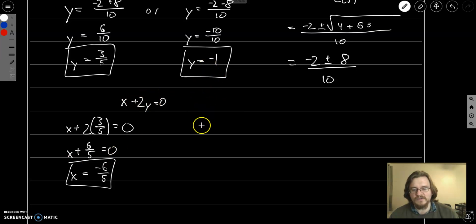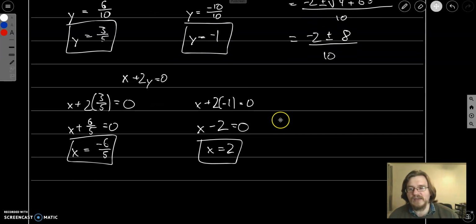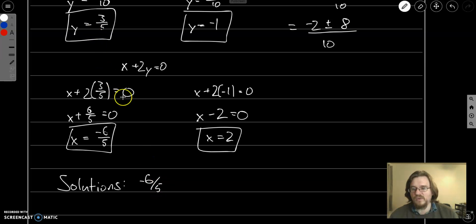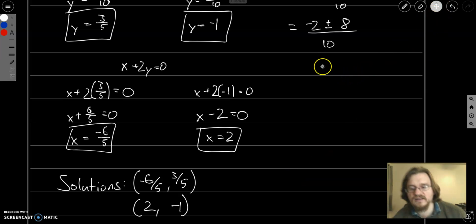Over here, when y is equal to negative 1, I'll have x plus 2 times negative 1 is equal to 0. So x minus 2 is equal to 0, so x is equal to 2. And then voila, we have our two solutions. In this case, there happen to be two solutions. We have x is negative 6/5 when y is 3/5. And another solution, when x is 2, y is negative 1.